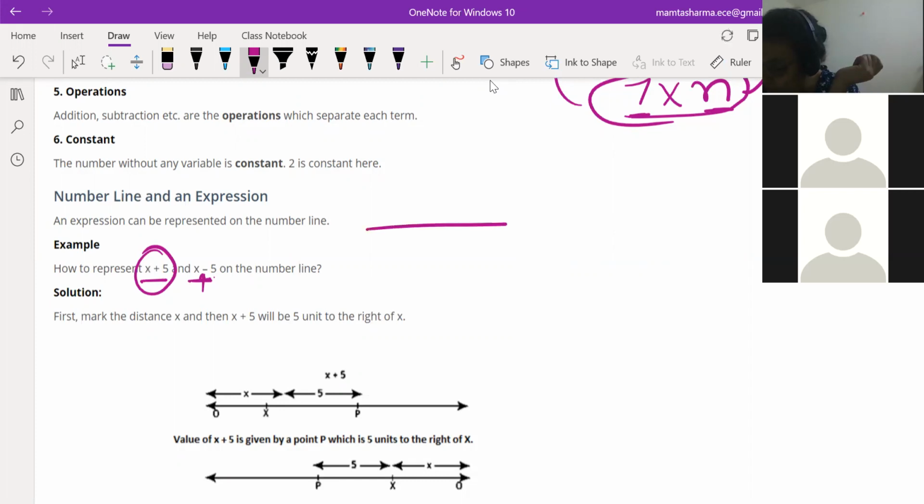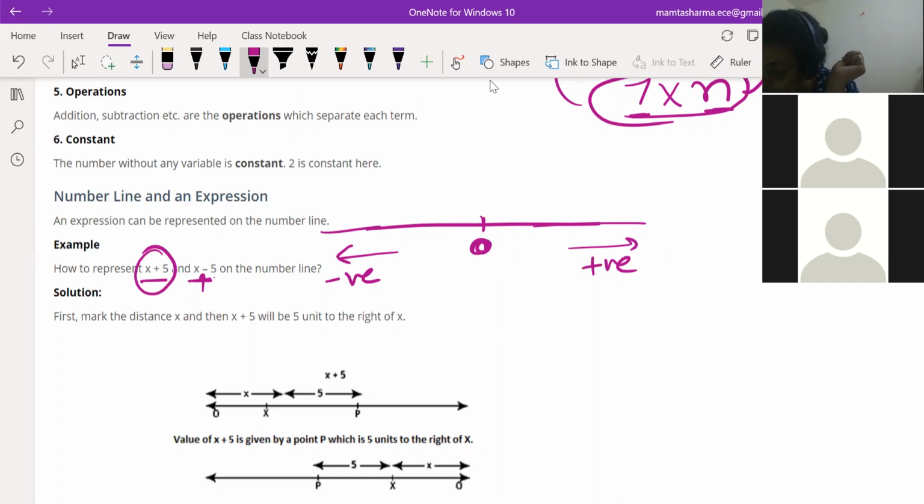You already know what a number line is. A number line is a line where in the middle you represent 0, and on the right side you represent positive numbers, and on the left side you represent negative numbers. If it is x plus 5, x is unknown.